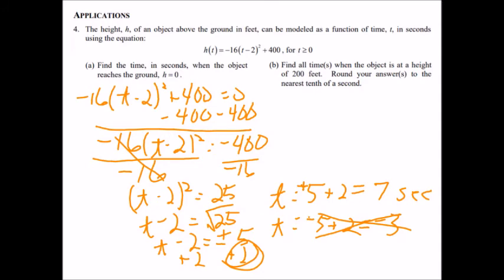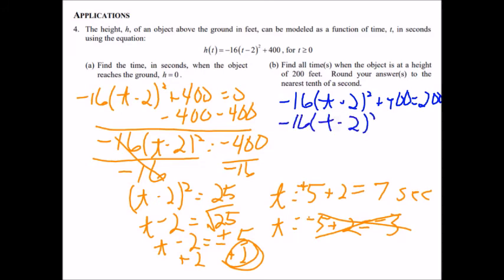All right, find all times when the object is at a height of 200 feet. Round your answer to the nearest tenth of a second. I'm going to run out of room here, but basically this is saying when negative 16 (t minus 2) squared plus 400 equals 200. So same process, I'm going to subtract 400. I get negative 200. Divide by negative 16.